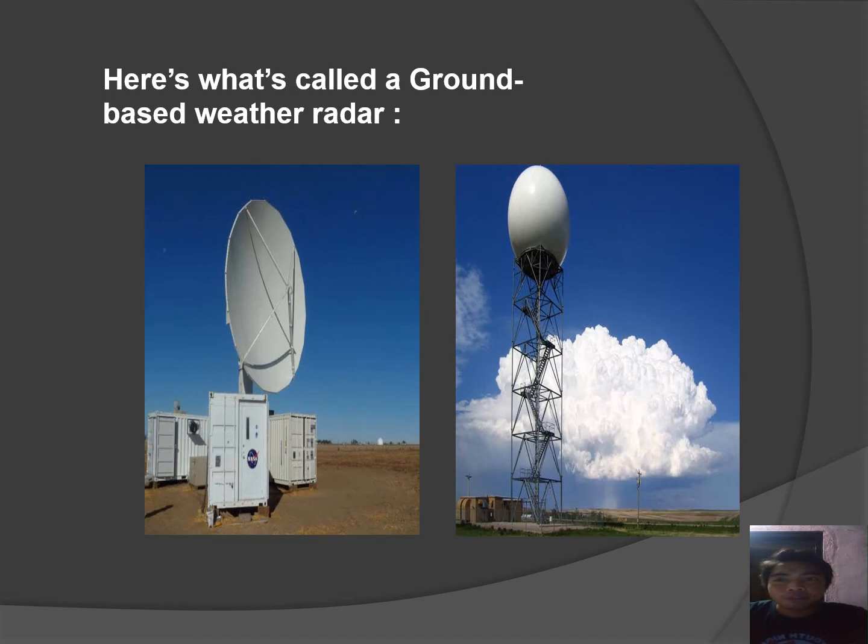So here's what's called ground-based weather radar. Ground-based weather radar has been used to observe precipitation mostly over land. Ground-based radar sends out pulses of microwave energy in narrow beams that scan in a circular pattern.